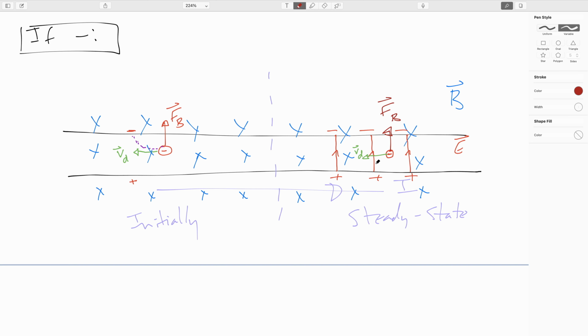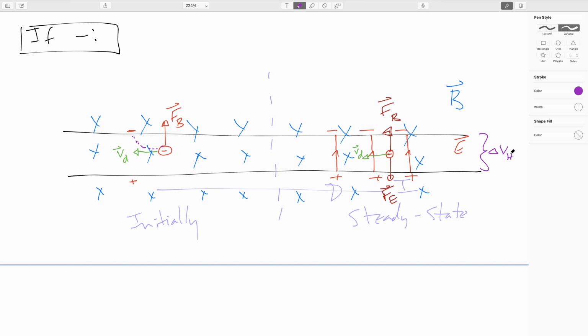And remember, since the electric force is F equals QE, since E points up, but we're multiplying it by a negative number, the electric force will point down. And again, as the surface charges build up, this force will get greater and greater and greater until the ratio of our electric and magnetic fields is at our velocity selector ratio. So again, we're going to end up with a Hall potential across our strip.